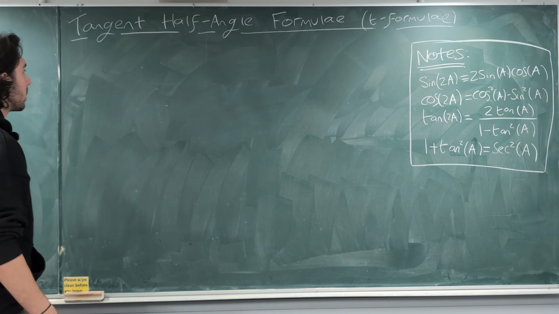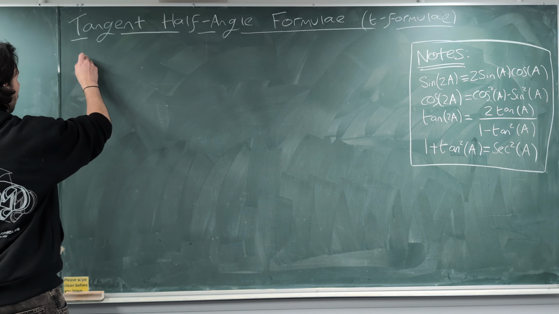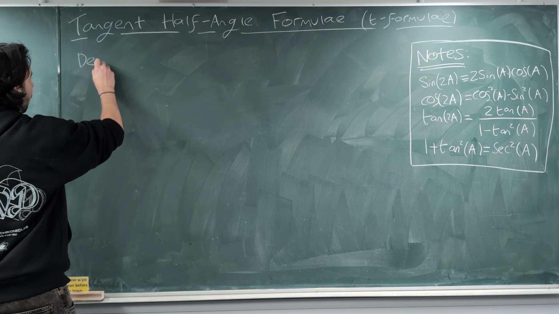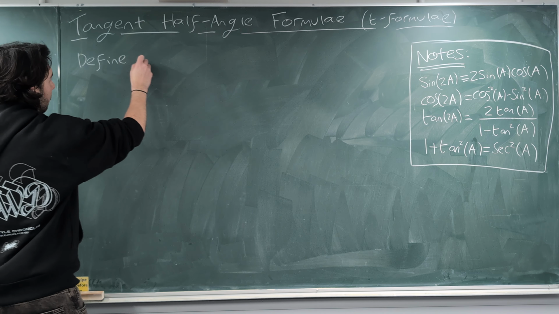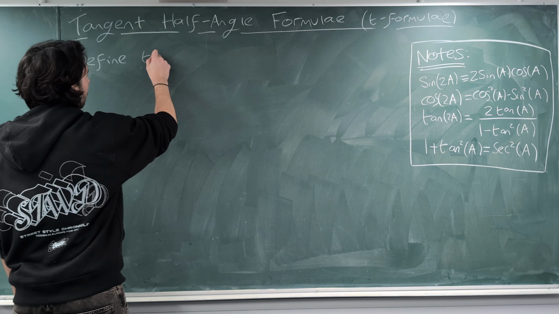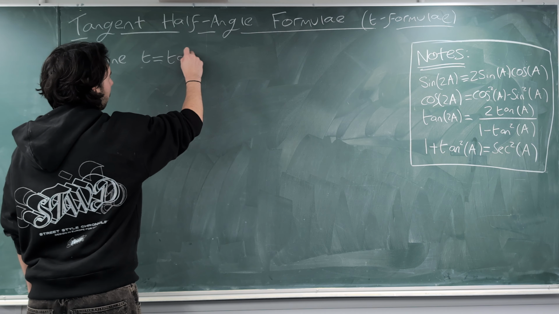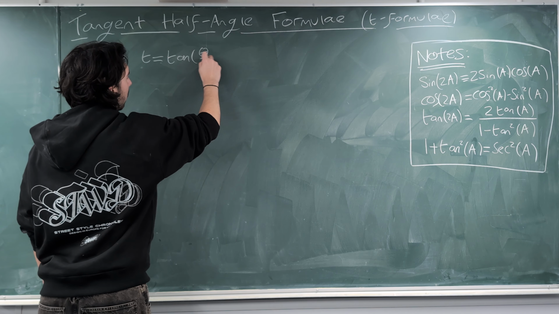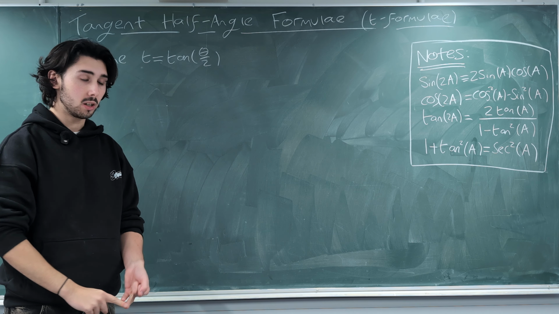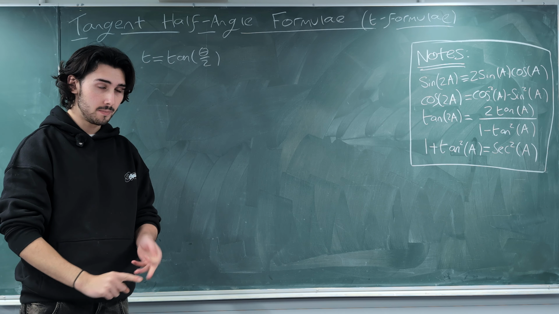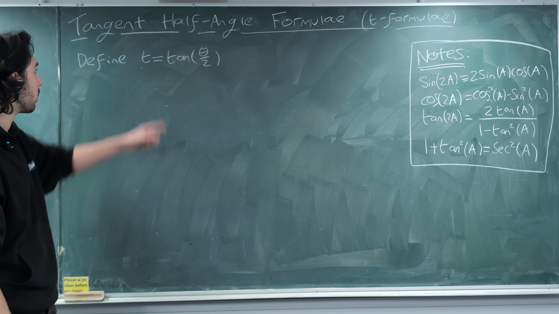Okay, so this is what I mean. First of all, I'm going to define lowercase t to be equal to tan of theta over 2. And what I want to do is write down what is tan of theta, what is sine of theta, and what is cos of theta, all in terms of t.